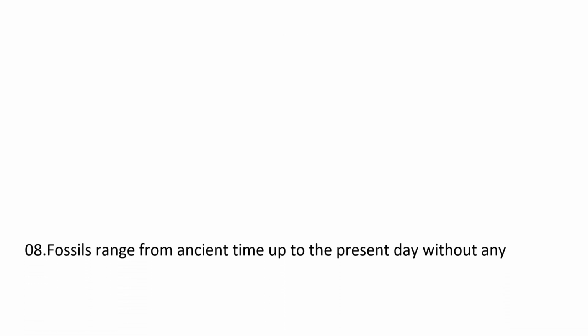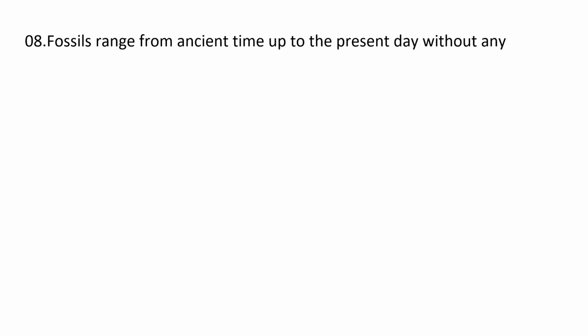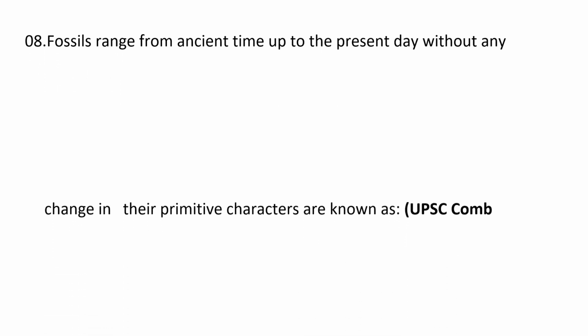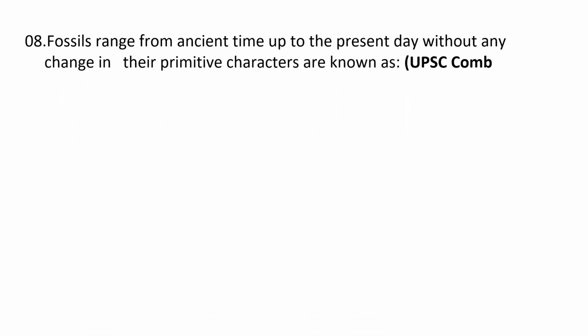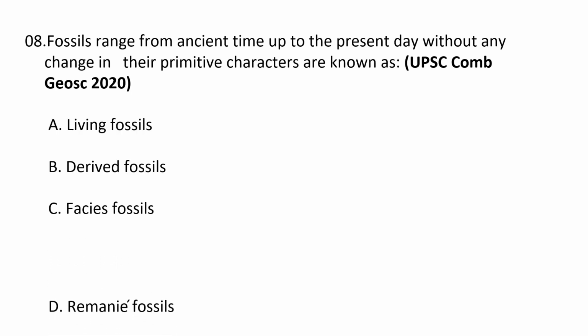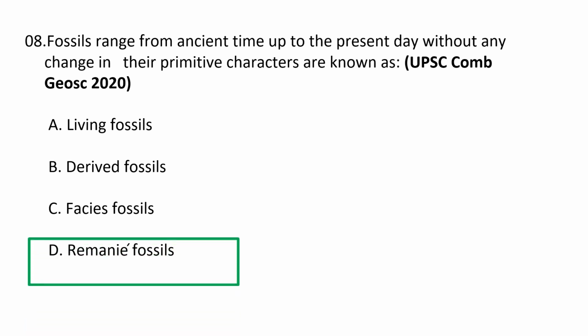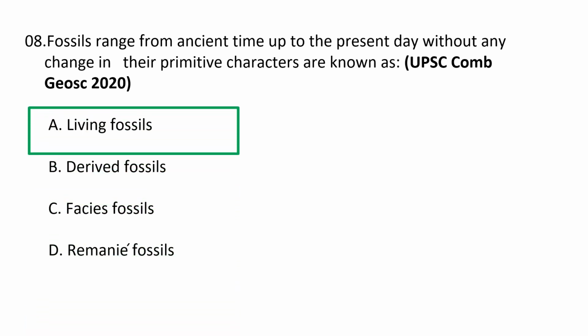Next question. Fossils range from ancient time up to the present day without any change in their primitive characters are known as: A. Living fossils, B. Derived fossils, C. Facies fossils, D. Remain fossils. So fossils which range from ancient time, that is very old, up to the present day without any change in their primitive characters are known as living fossils.